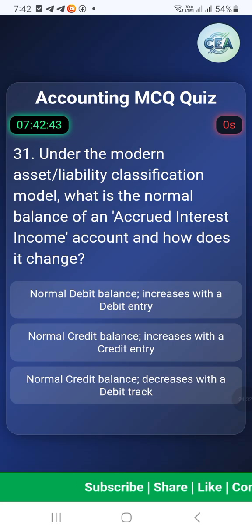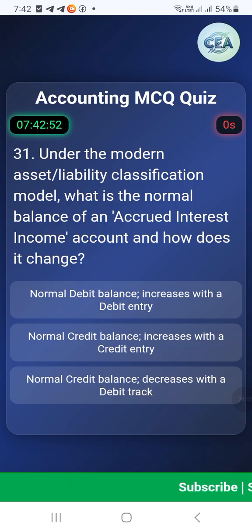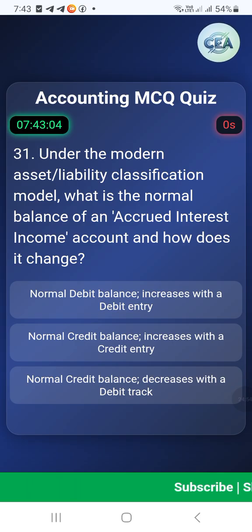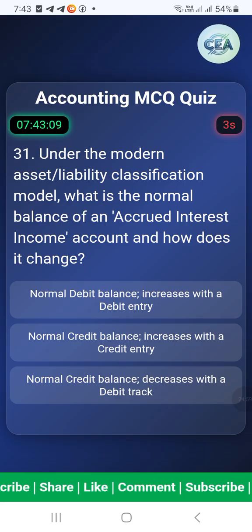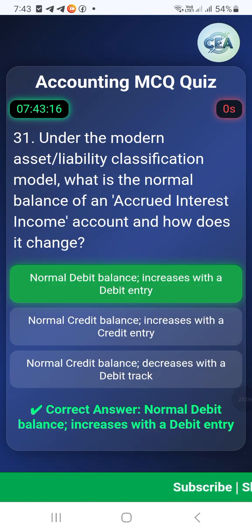31. Under the modern asset liability classification model, what is the normal balance of an accrued interest income account and how does it change? Option 1. Normal debit balance increases with a debit entry. Option 2. Normal credit balance increases with a credit entry. Option 3. Normal credit balance decreases with a debit track. Correct answer is normal debit balance, increases with a debit entry.